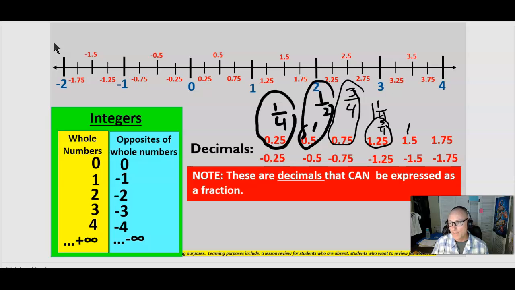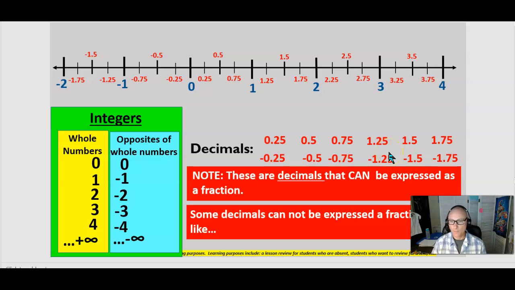1.5 could also be 3/2. All right, we can write these as fractions. So where was I going with this? Here's where I'm going with this. Some decimals cannot be expressed as a fraction, all right? And they can't even be expressed as decimals, really. I mean, they sort of can. Do you know what I'm talking about?